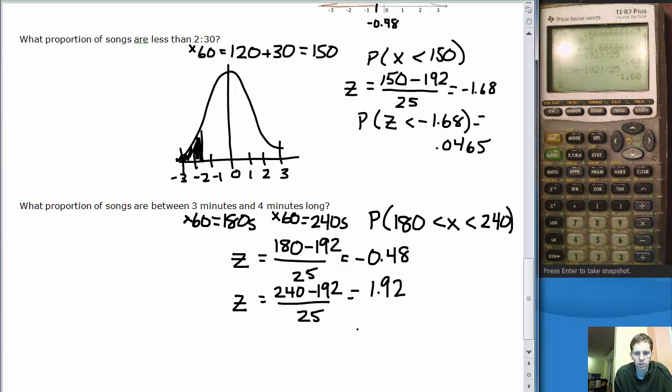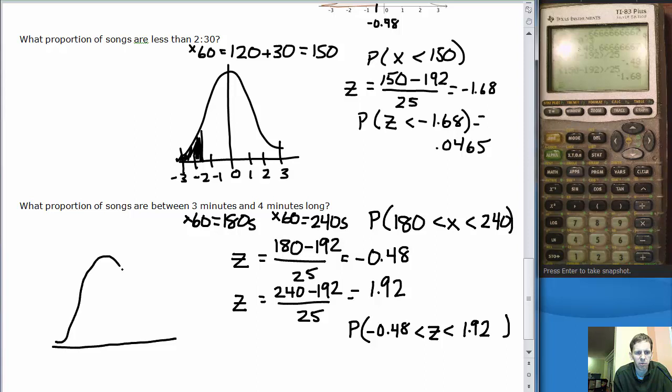As we move into step 3, we're replacing the x with a z, and we're replacing the 2 values that we got, the 180 and the 240, with negative 0.48 and 1.92. Now, if you want to, you can actually do step 5 before you do step 4, which would be taking a look at your bell curve.